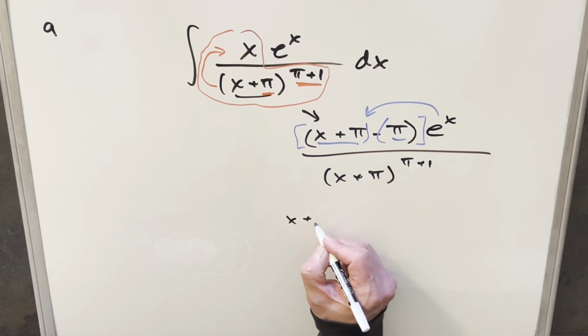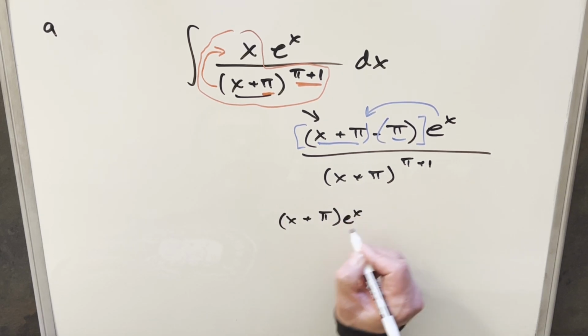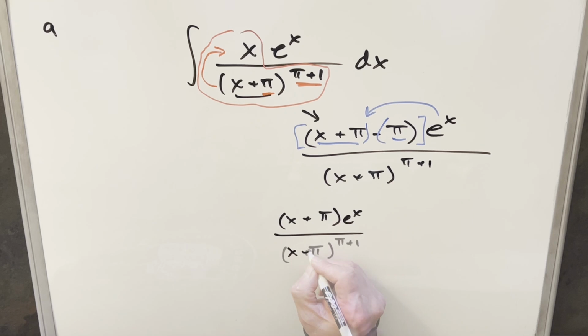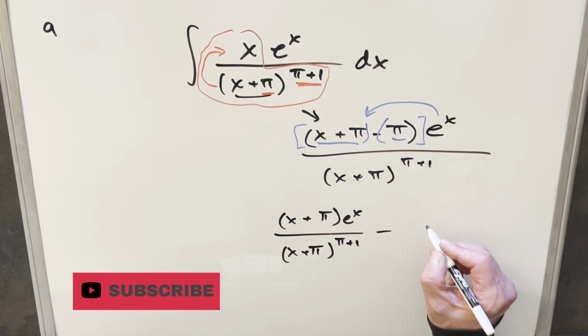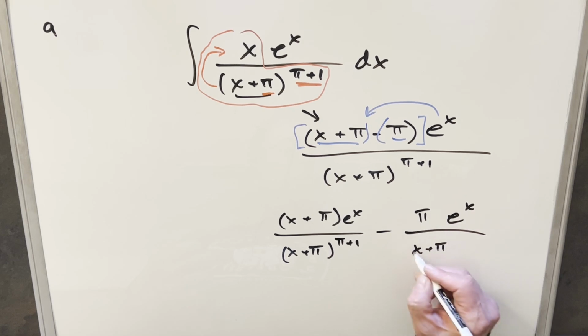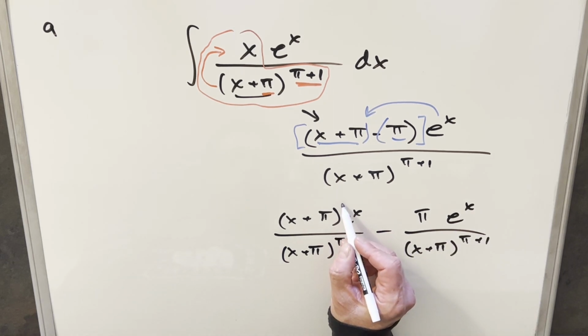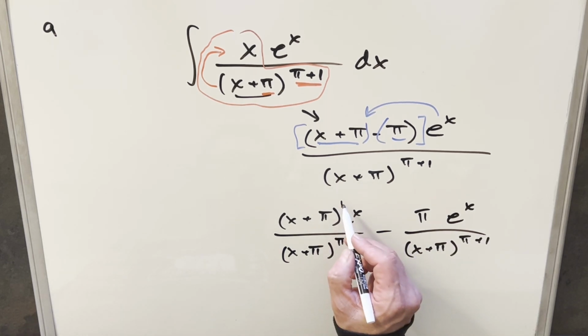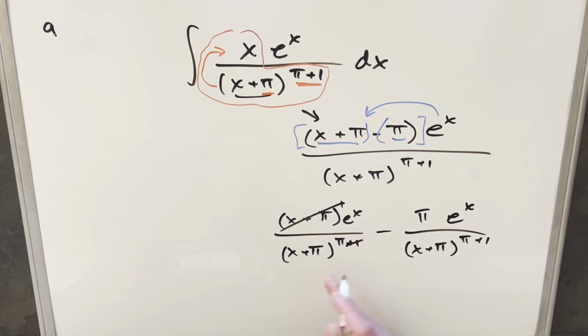For the first one, we're going to have x plus pi times e to the x all over this thing. And for the second one, splitting it on the minus sign, we're going to have just pi times e to the x, and we'll have the same denominator. But in the first one, we just have an exponent of 1 here, so I can cancel this out with just one of these. Now here we just have x plus pi. And from here, I can put this back into the integral and rewrite this thing.